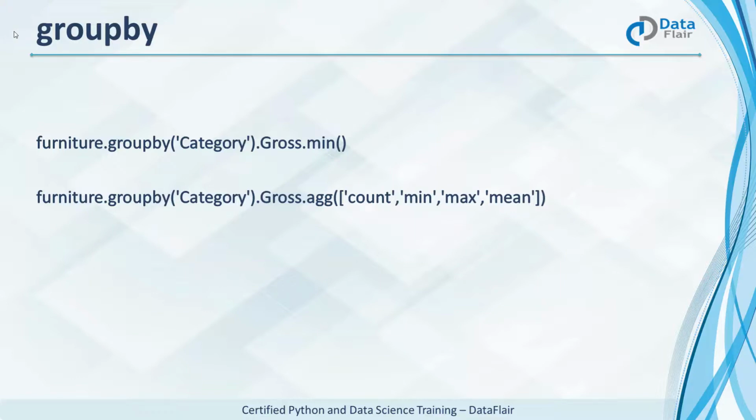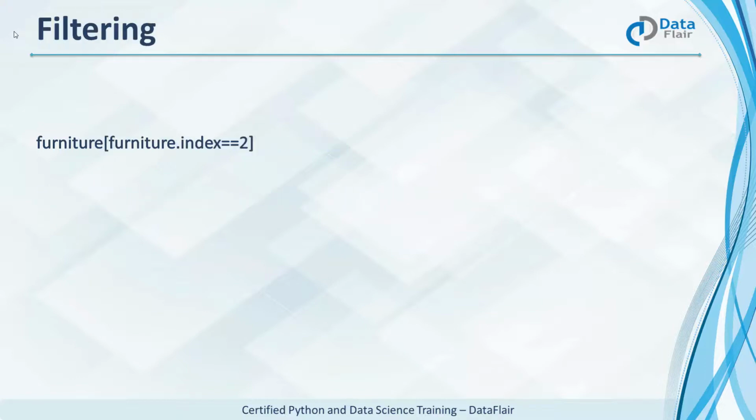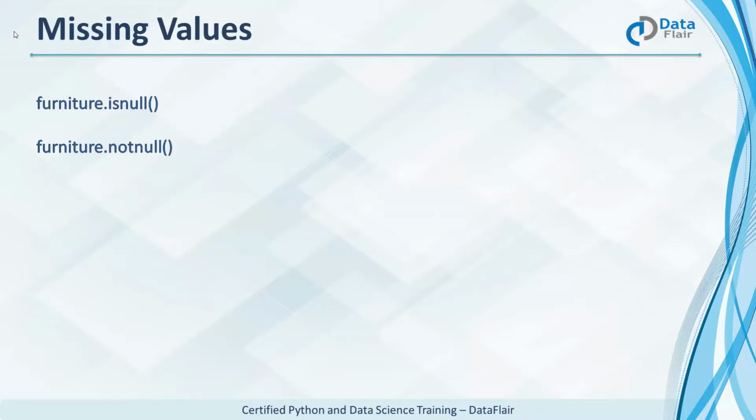mean for each category. This is how we filter the dataset to get the row with the index 2. We can also group conditions. This tells us whether a value in the dataset is null. Not null is the opposite of this. And this one gives us the number of missing values.